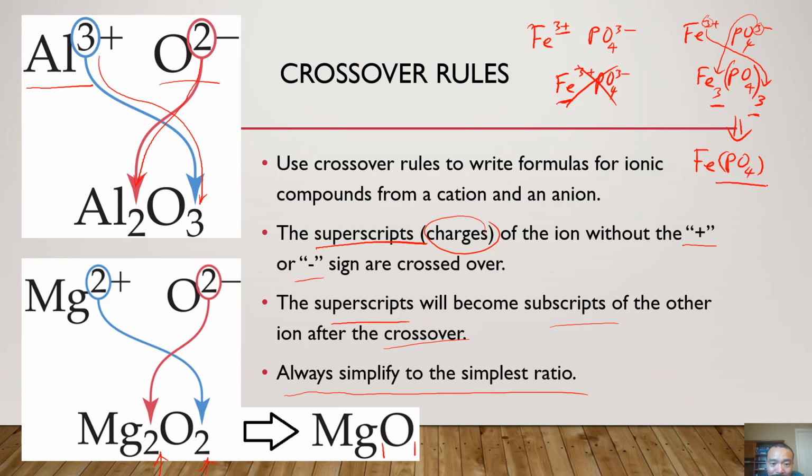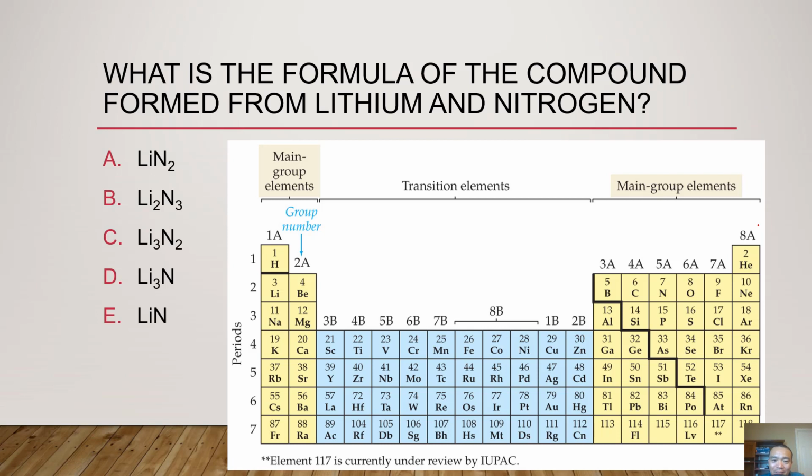For parentheses, how do you correctly use them? Parentheses are only used in case you have more than one group of atoms. Okay, so you only have one over here, so you don't write it this way. You actually need to rewrite it and write it as FePO4. That's the final answer. Okay, look at one example.